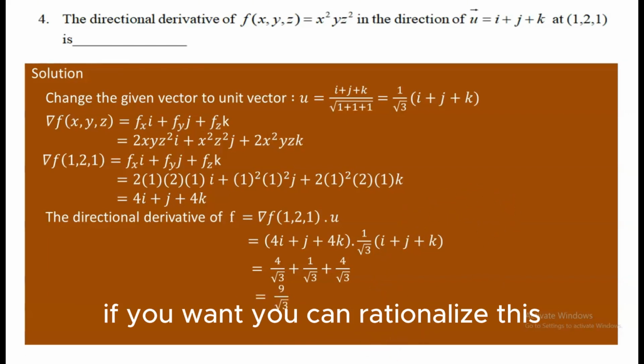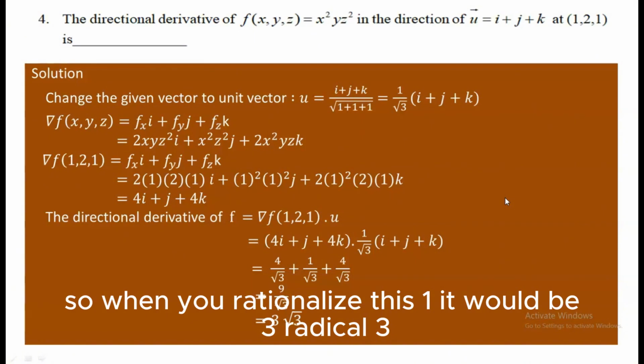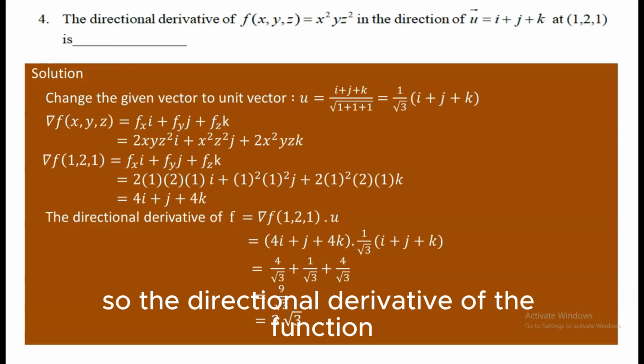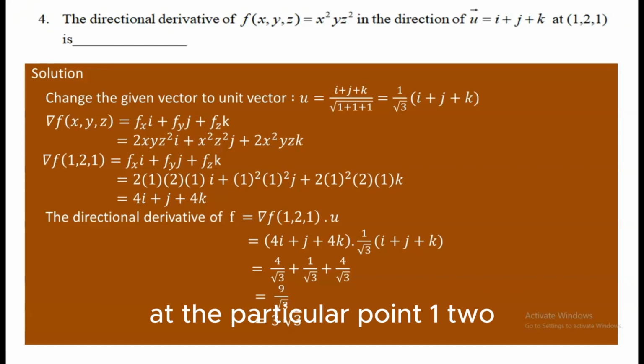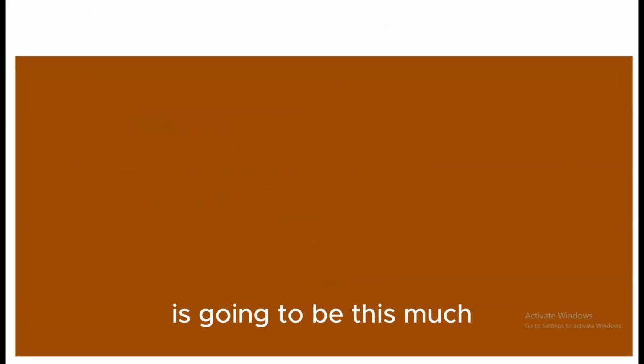If you want, you can rationalize this. Otherwise, this can also be taken as it is. When you rationalize this one, it will be 3 radical 3. So the directional derivative of the function at the particular point (1, 1, 1) in the direction of the given vector is going to be this much.